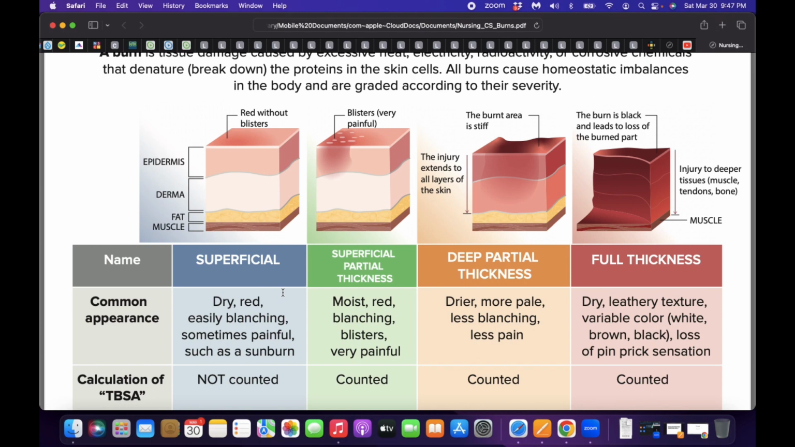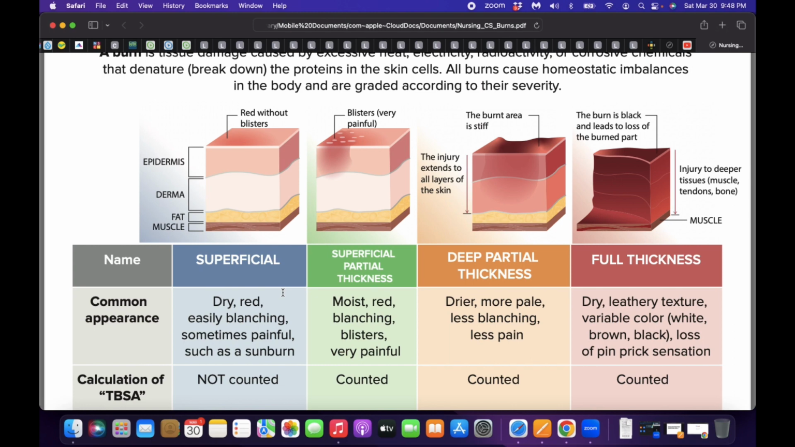For deep partial thickness, it's drier, more pale, less blanching, and less pain. Why less pain? Because some of the nerve endings have been affected, so you feel less pain. Compared to superficial partial thickness, where only the epidermis and some parts of the dermis are affected, you feel pain because the nerve endings are still there.